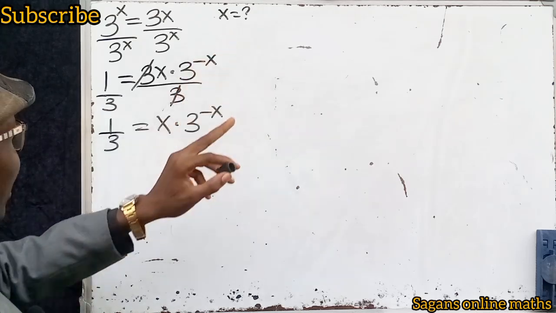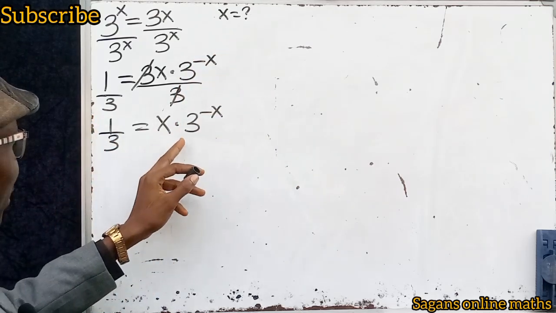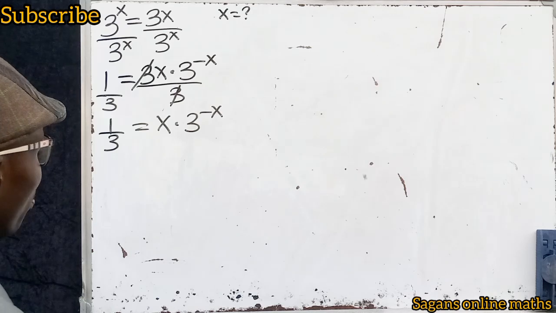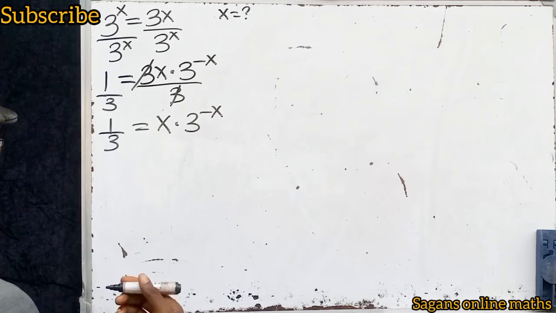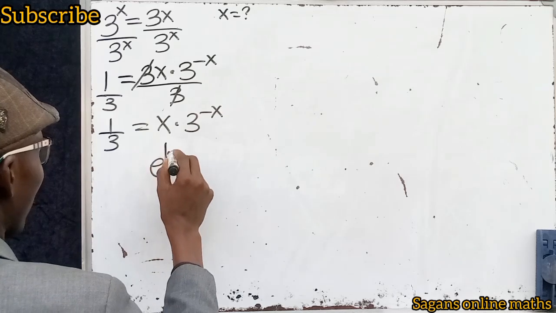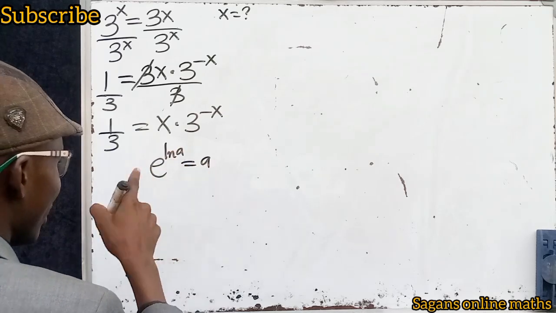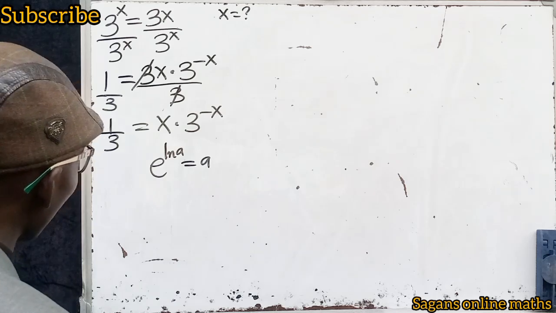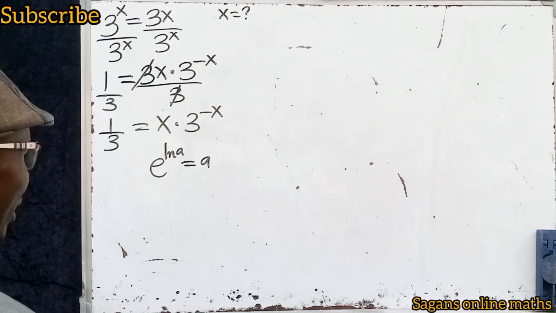We are asked to look for x, and we are given that 1 over 3 is equal to x multiplied by 3 to the power of negative x. What are we going to do? Now, please take note that one of the properties of logarithm is that e raised to the power ln a is equal to a. This is very important because this is one of the properties of logarithm.